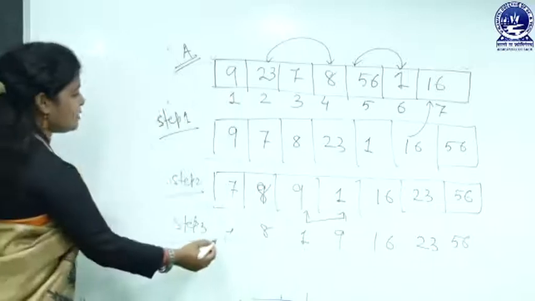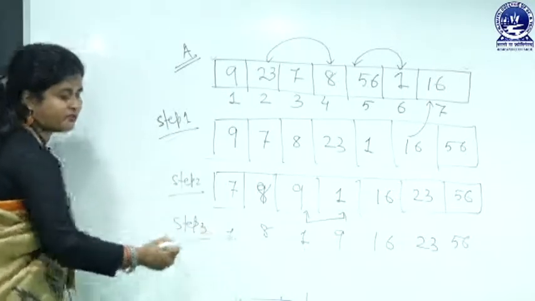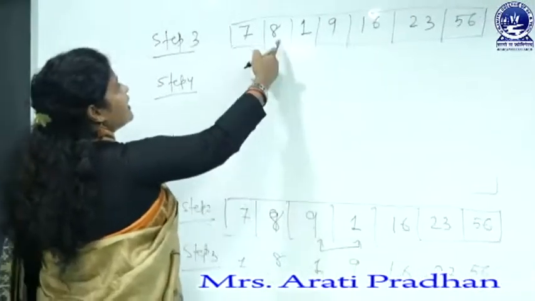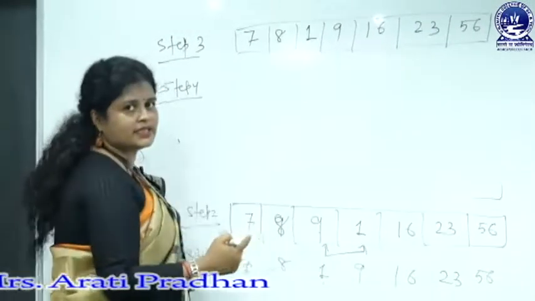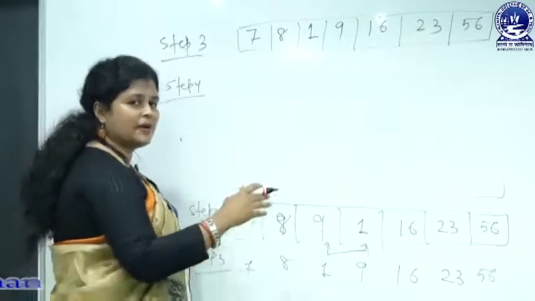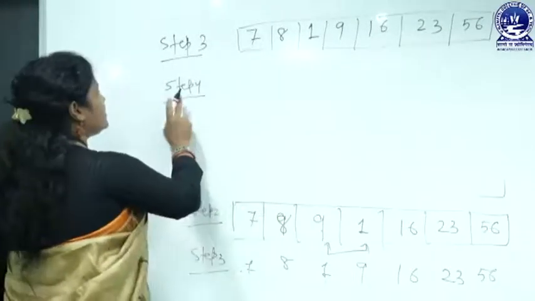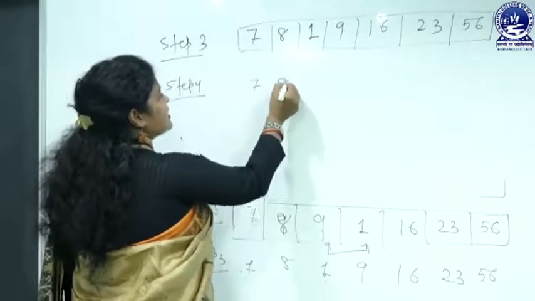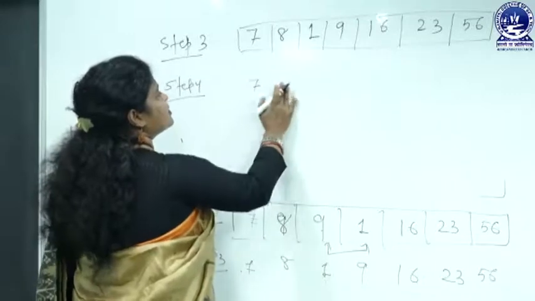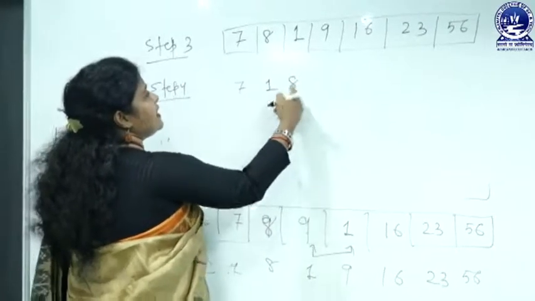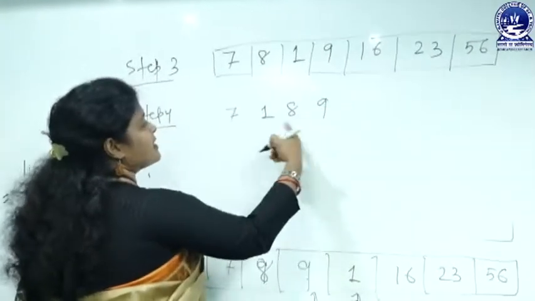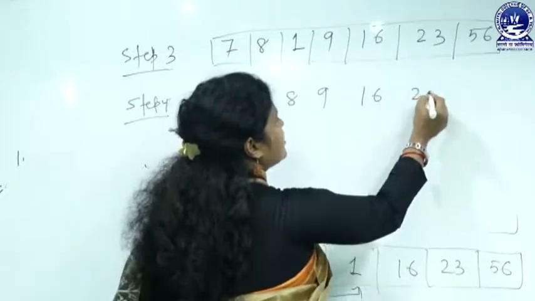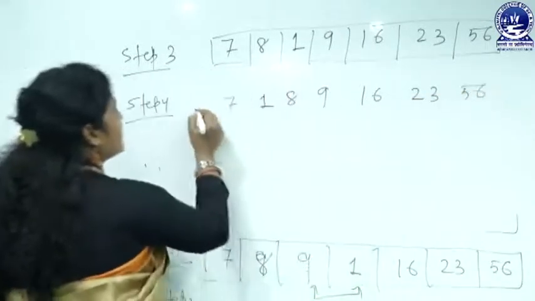So, the list will look like this after step 3. At the end of step 3, we have this output: 7, 8, 1, 9, 16, 23, 56. Now we will perform the comparison again in another iteration, step 4. 7 with 8, all these are in proper position. 8 with 1, so 1 will come here, then 8. 8 with 9, all these are in proper position. 9 with 16, proper position, 16, 23, 56, all are in proper position.